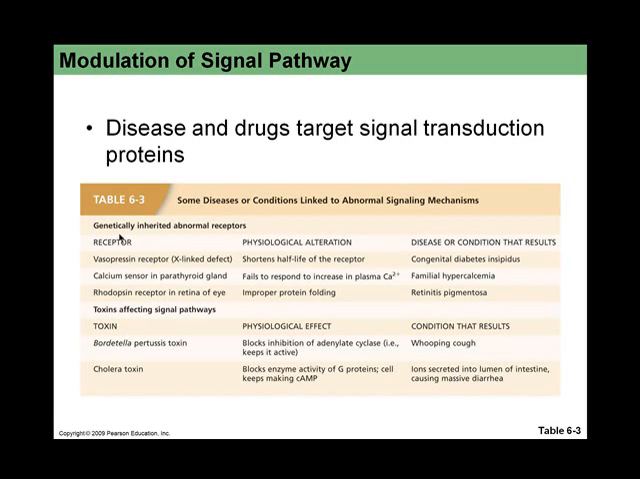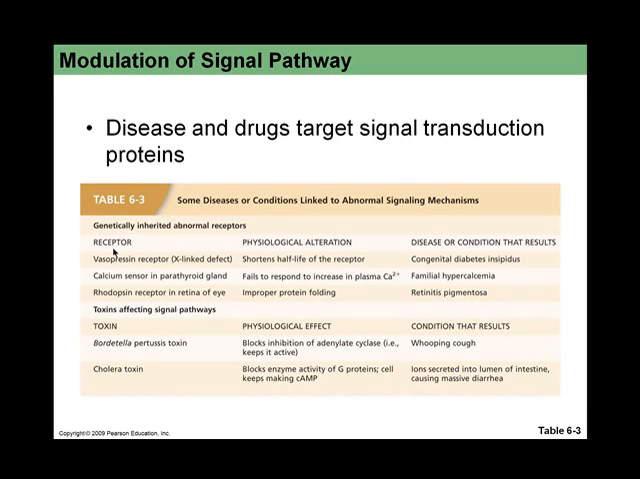So in the upper portion of this table, we see the receptor, the physiological alteration, and the disease or condition that results. And then we're going to look at toxins, two of them, physiological effect rather than physiological alteration, because it's a drug or a substance effect, and then a condition that results. So remember, disease and condition, there's kind of a difference there. Conditions can be reversed or managed. Sometimes diseases can be cured or not cured, and possibly, hopefully, managed.